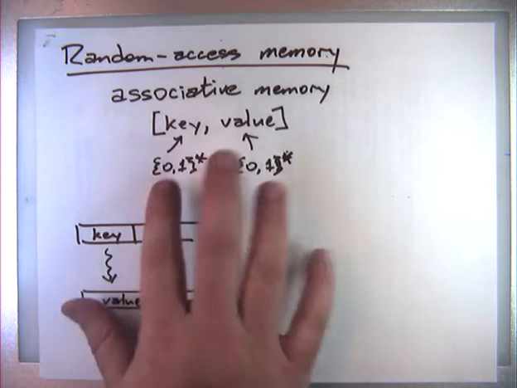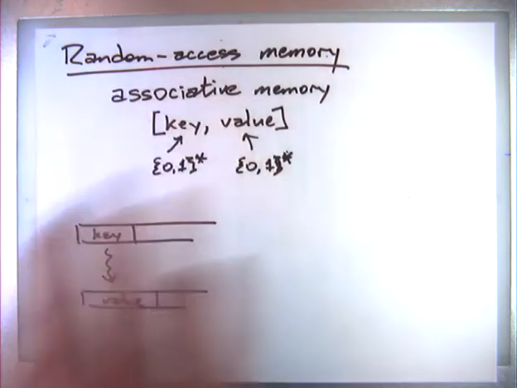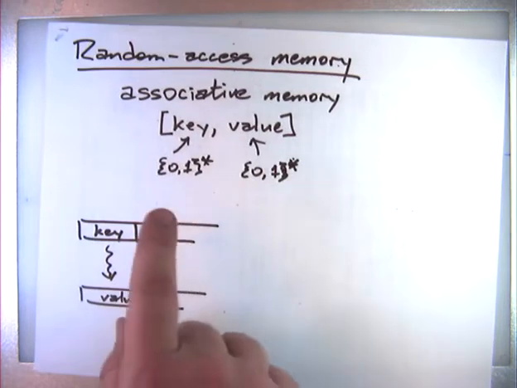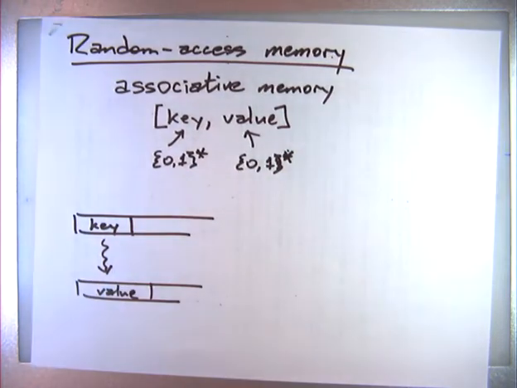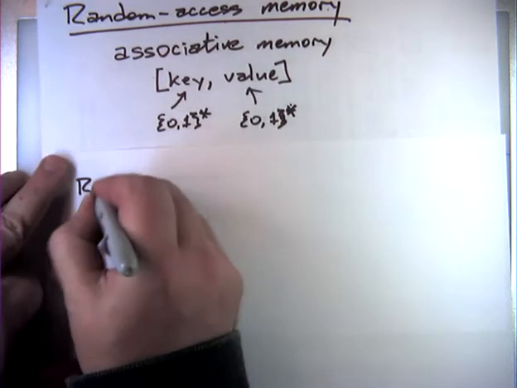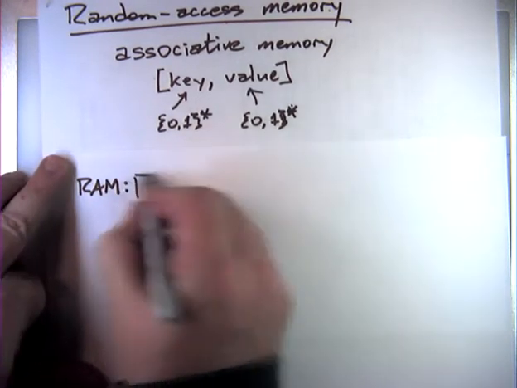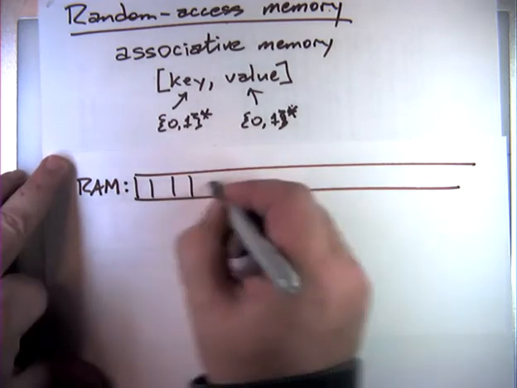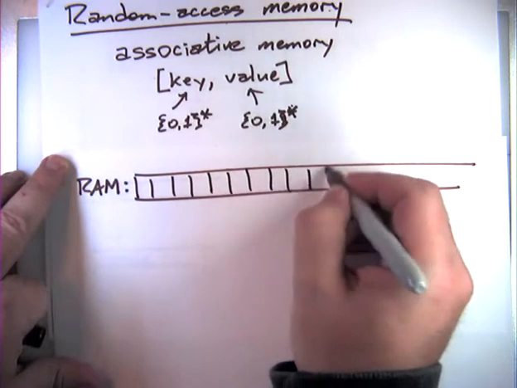And I'm not going to place any a priori restrictions on how long the keys can be or how long the values can be. But I am going to require that for any key there is at most one value. So how am I going to implement this? Well, basically I'm going to have a tape, which I call RAM. And that tape is going to be, as usual, divided up into cells.